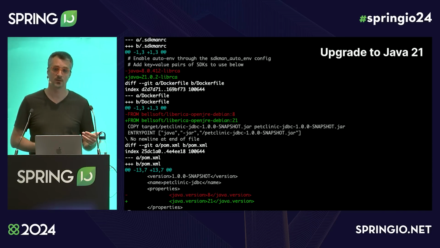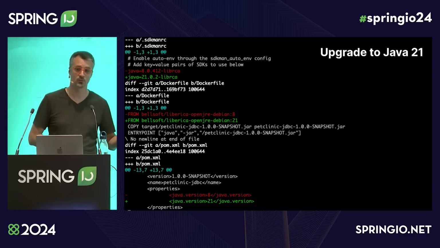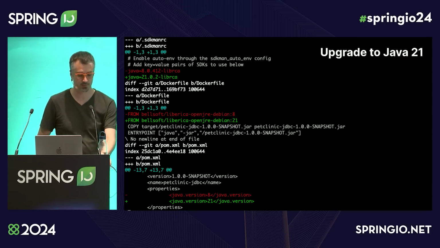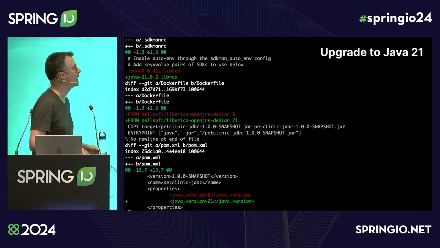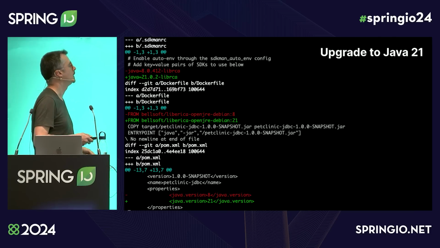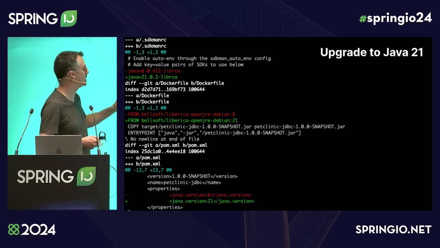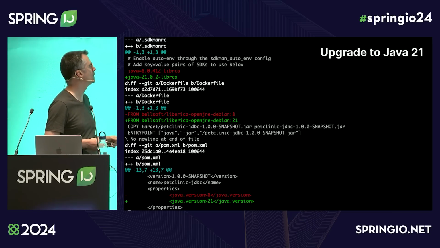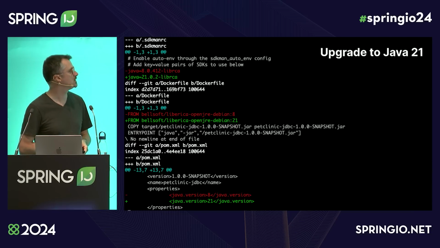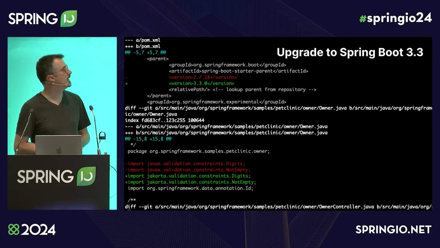Spring Boot 2.7 supports Java 21, so we advise to first upgrade to Java 21 before upgrading Spring Boot itself. So should be good. We are changing the SDKMAN version to use the Java 21 version. We are changing our Docker file to use Java 21, and we are changing the POM in order to use Java 21 as well. Then, second step, we are going to upgrade to Spring Boot 3.3.